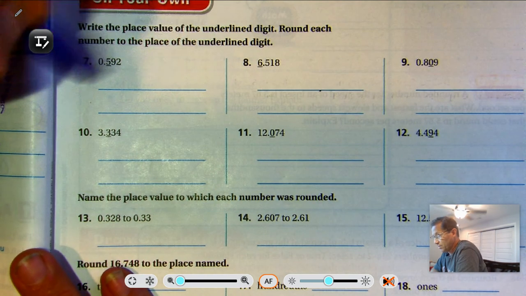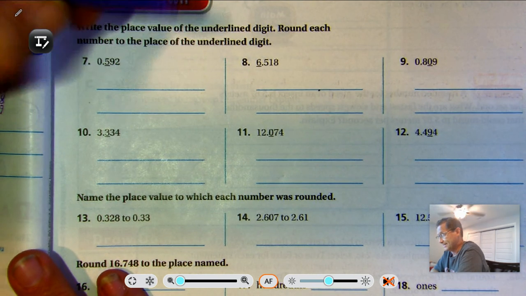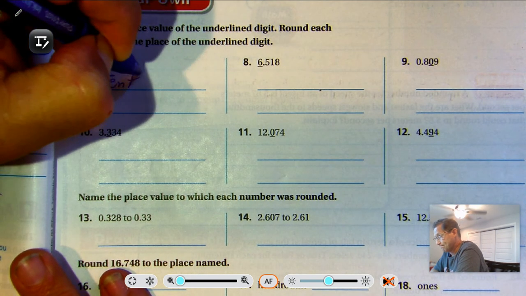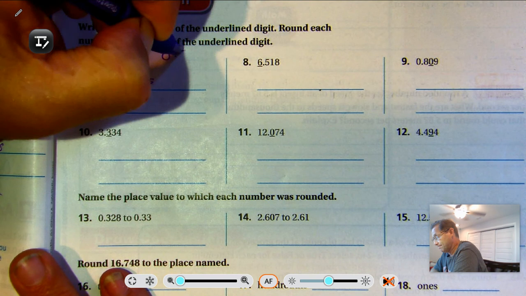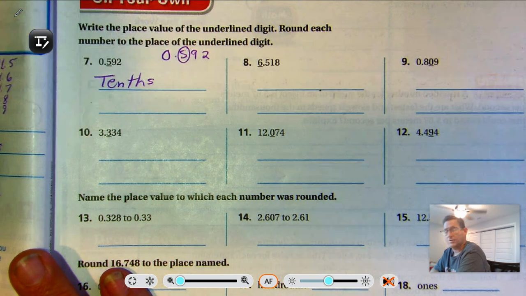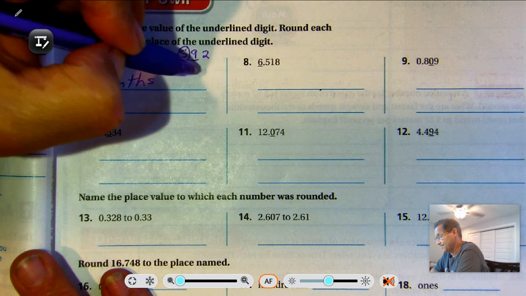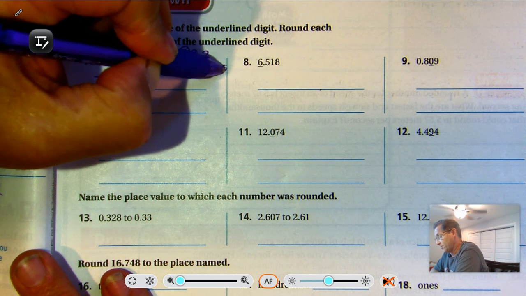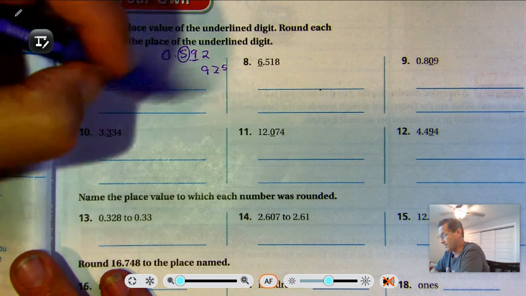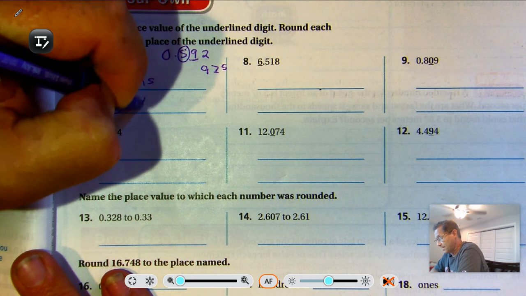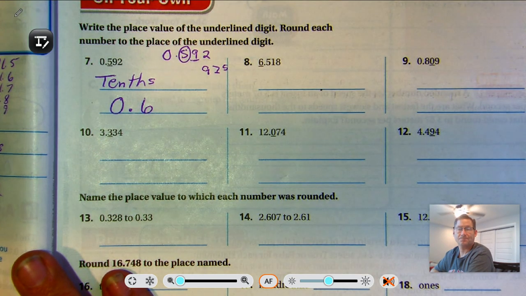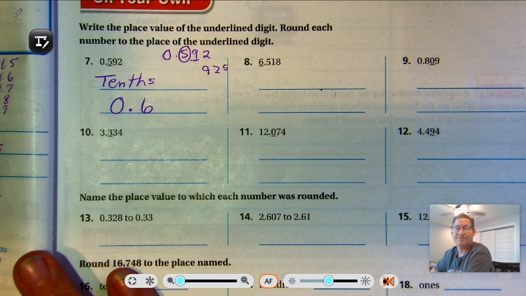So we're rounding to the 5. That is in the tenths place, right? Okay. So let's circle the 5. Underline the digit to the right. The 9 is greater than or equal to 5. So round up. Stop in the tenths. Don't put anything after the tenths.